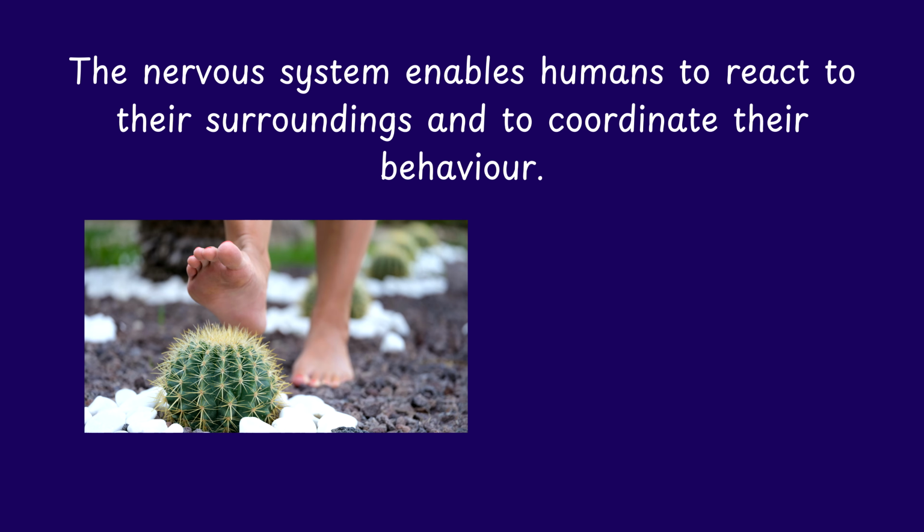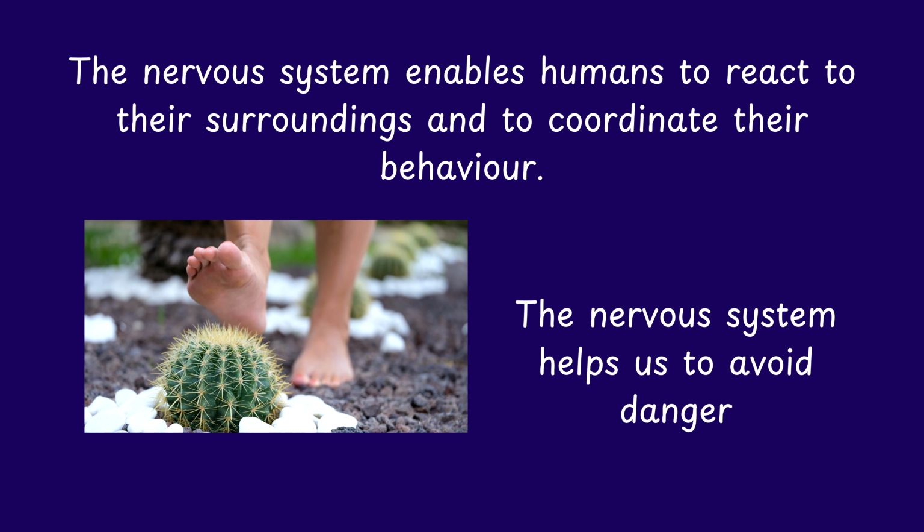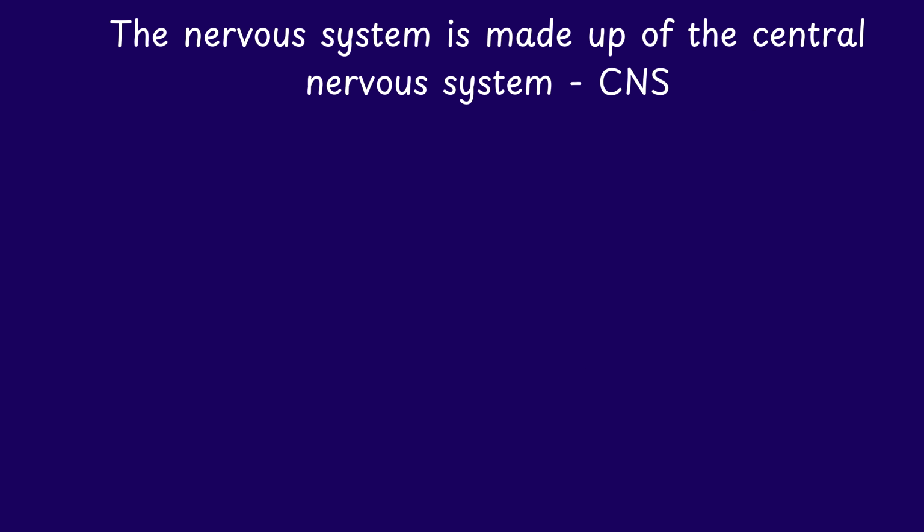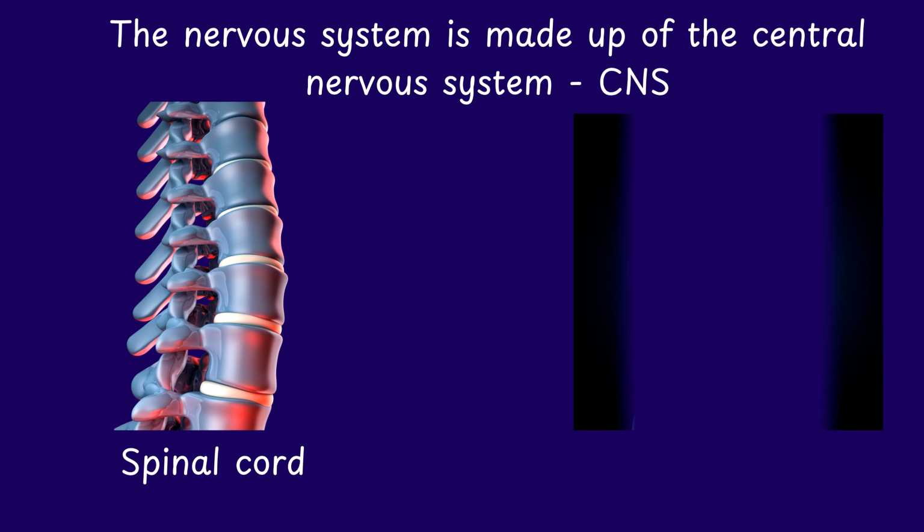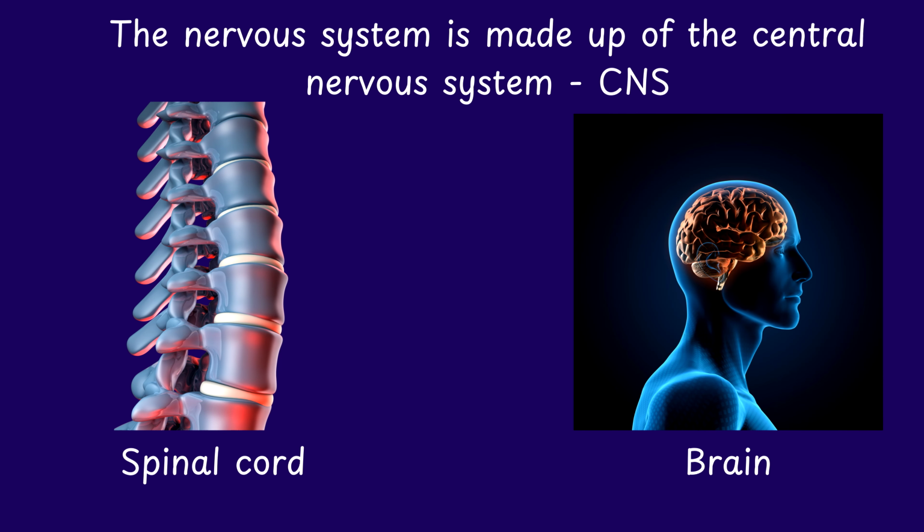The nervous system enables humans to react to their surroundings and to coordinate their behavior. The nervous system helps us to avoid danger. The nervous system is made up of the central nervous system, also called CNS. The CNS consists of the spinal cord and also the brain.